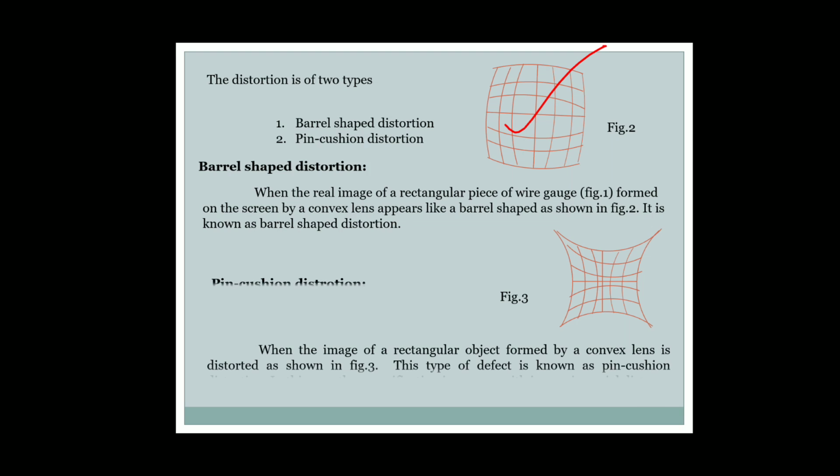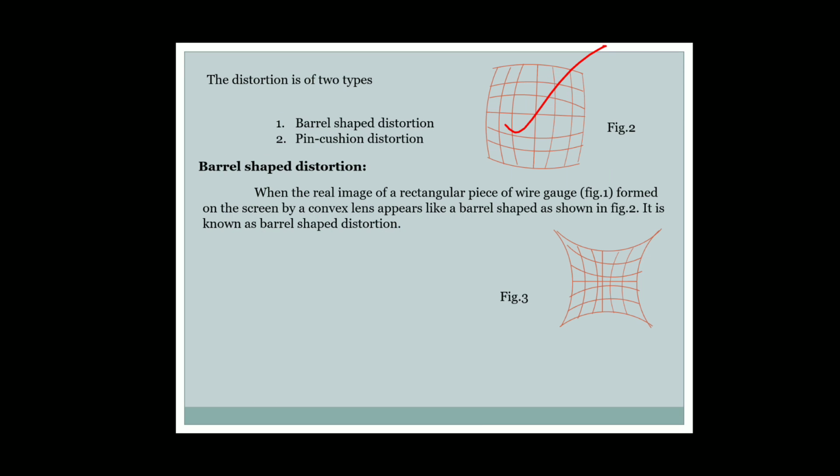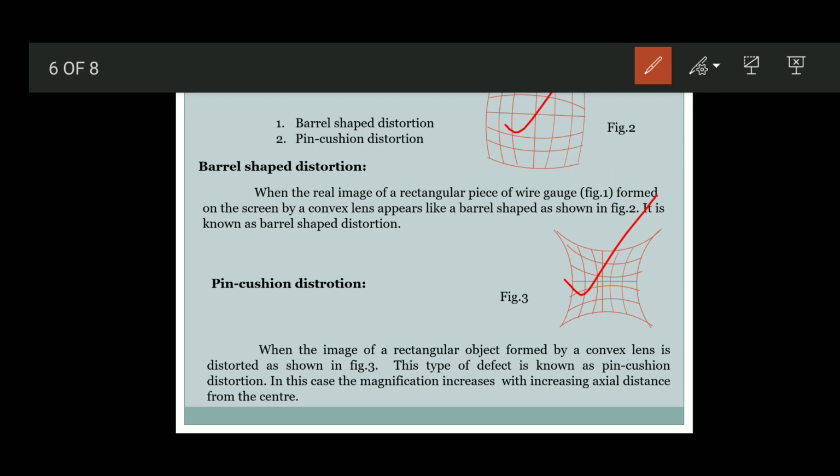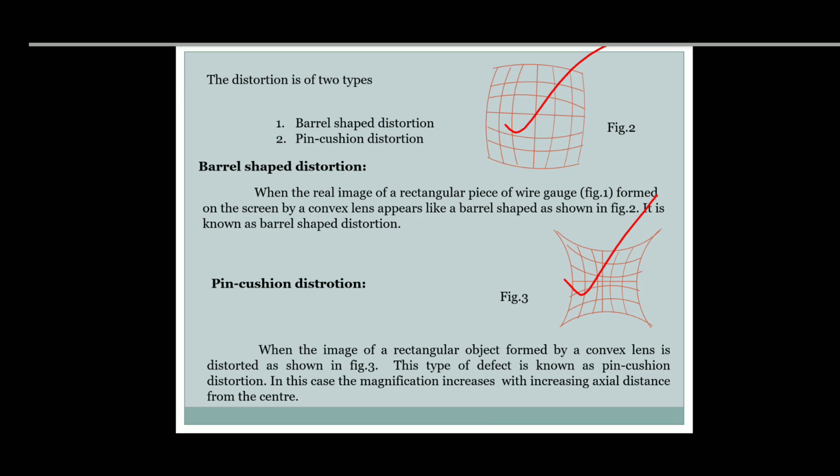And the second is pin cushion distortion. When a rectangular object is placed in front of the convex lens, normal to the principal axis, the image formed by the lens is as shown in figure 3. This kind of defect is called pin cushion distortion. So these are the two types of distortions we have.